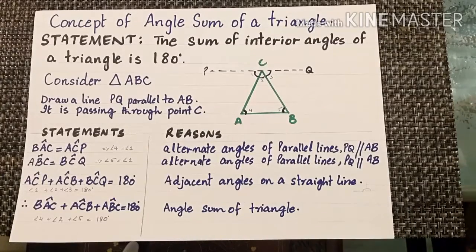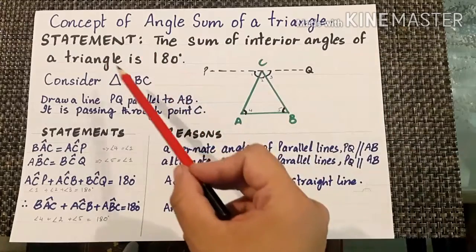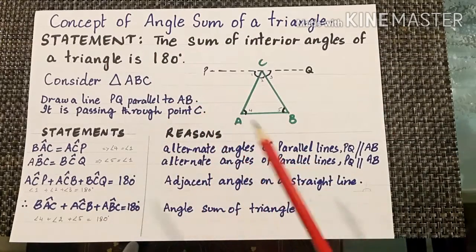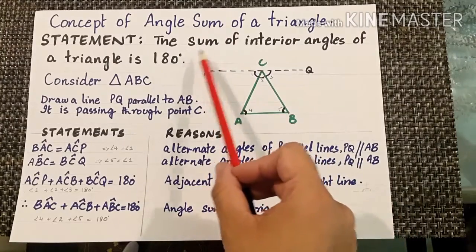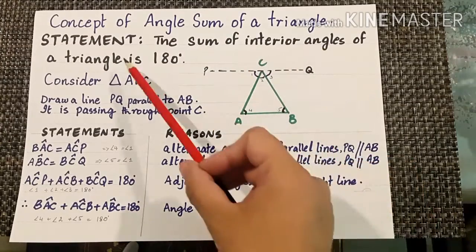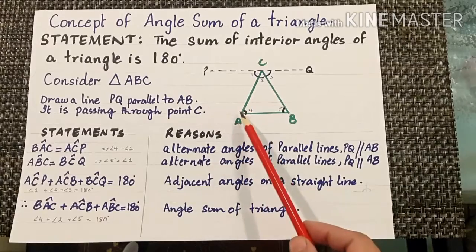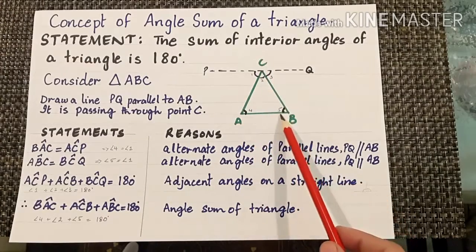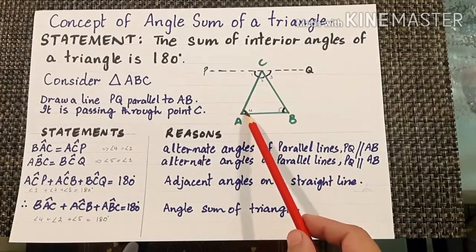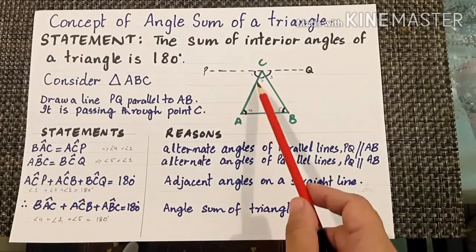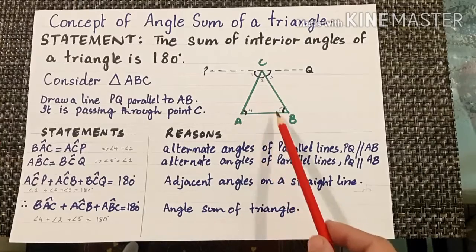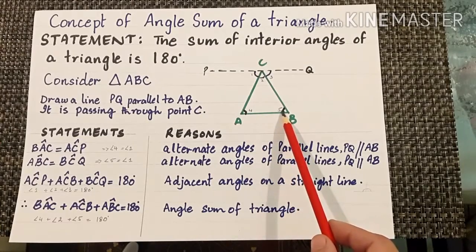Now concept of angle sum of a triangle. Now the statement is the sum of interior angles of a triangle is 180 degrees. This is a theorem and we have to prove it. Now the first part is the sum of interior angles of a triangle. This means that we have to draw a triangle and the interior angles are these angles. Let's name them angle 2 at C, angle 4 at A and angle 5 at B.